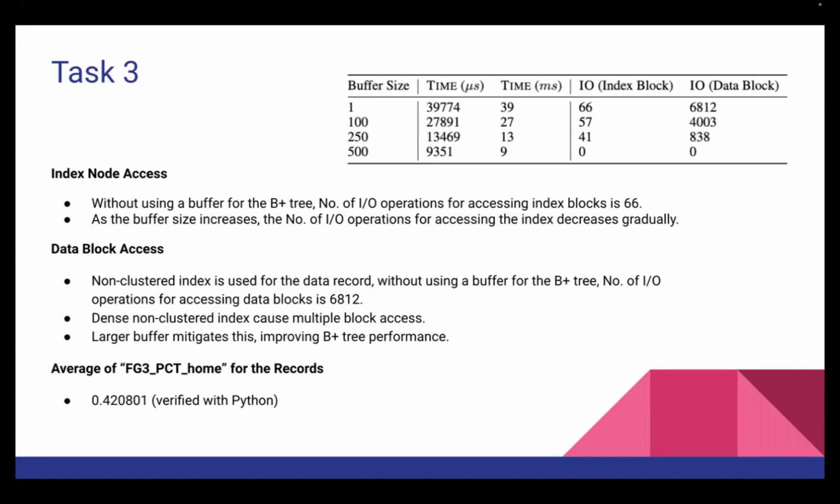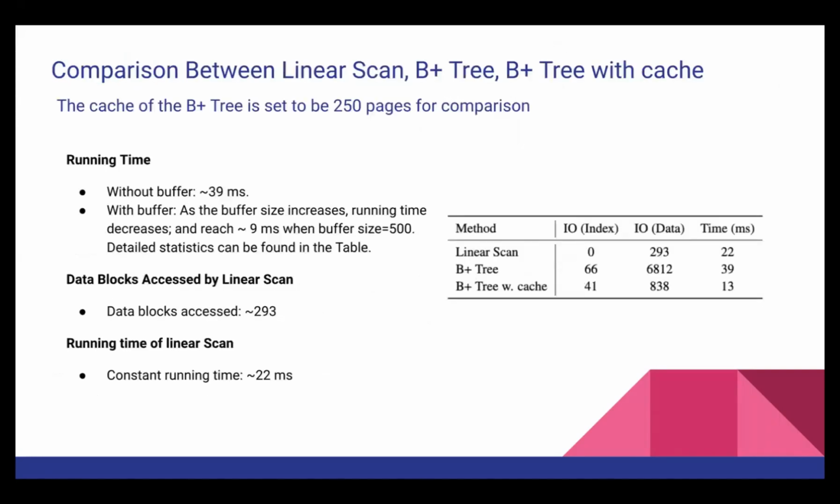The average FG3 PCT home value retrieved from the returned records is 0.420801. We verified this result using a simple Python program, which returned a value of 0.420815. Thus, we confirm that the query result is accurate. The algorithm's running time without using a buffer is approximately 39 milliseconds. When using a buffer, as the buffer size increases, the running time decreases to around 9 milliseconds. Detailed statistics can be found in the table.